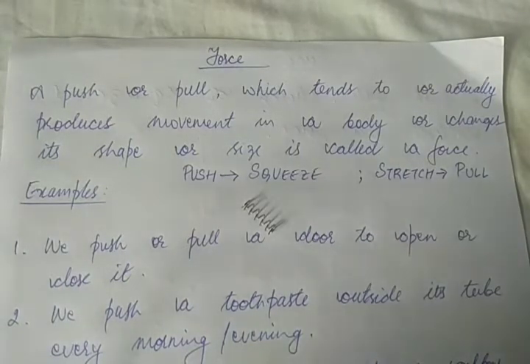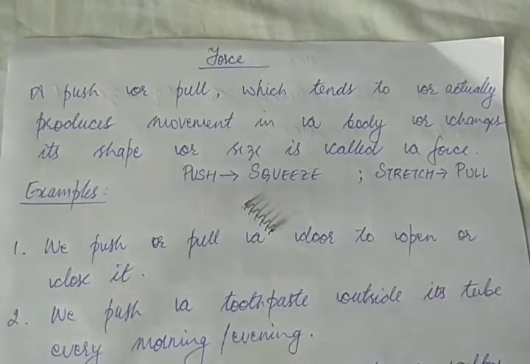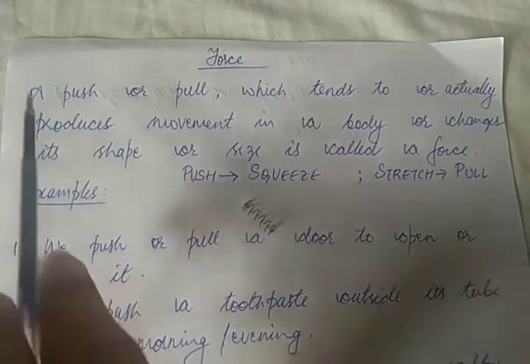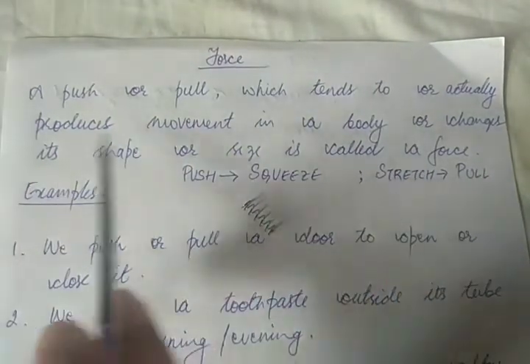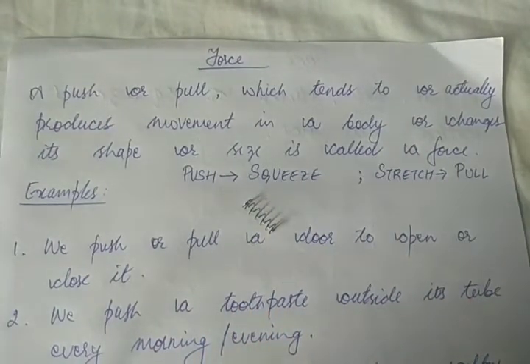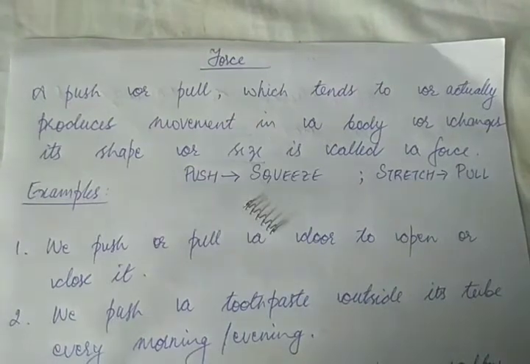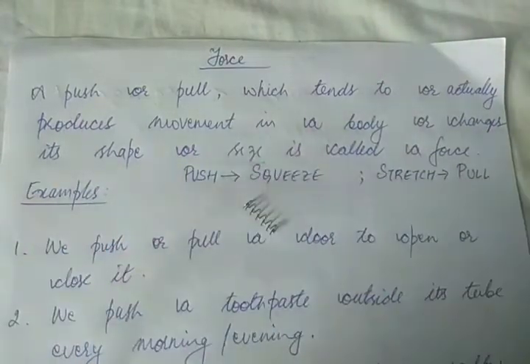So what are we doing when we are pushing the spring from both sides, or stretching it? Its shape and size changes. So remember, when we are stretching it, we are basically applying a force. This is how we define a force: a push or pull which tends to or actually produces movement in a body or changes its shape or size is called force. These are the effects that forces produce: change in shape or size of a body, or produces movement or tends to produce movement in a body.